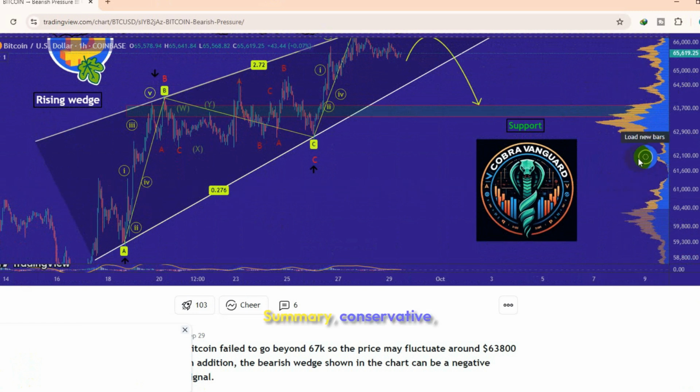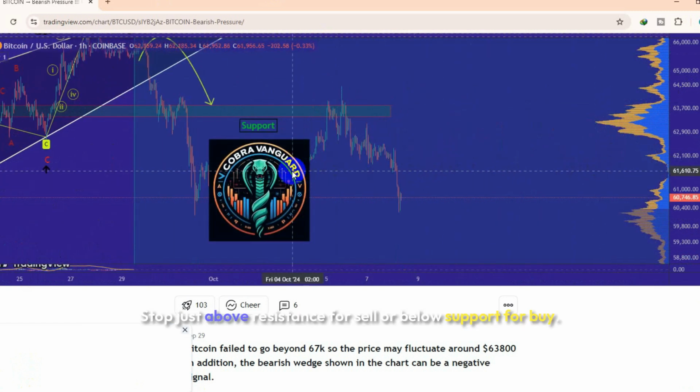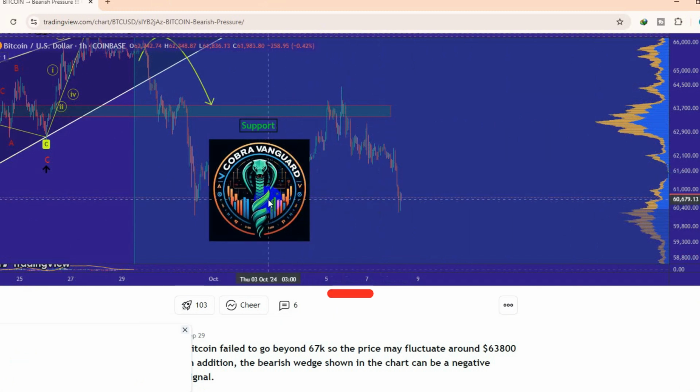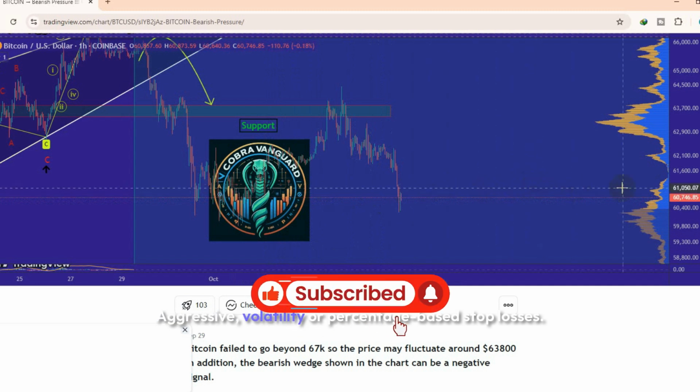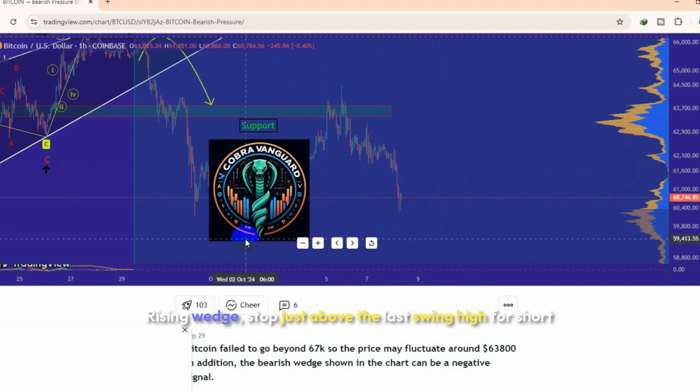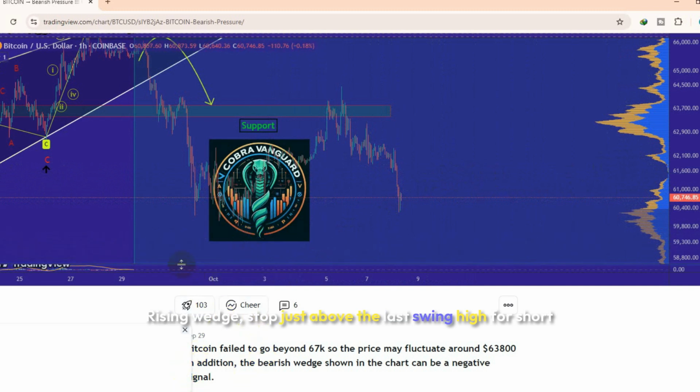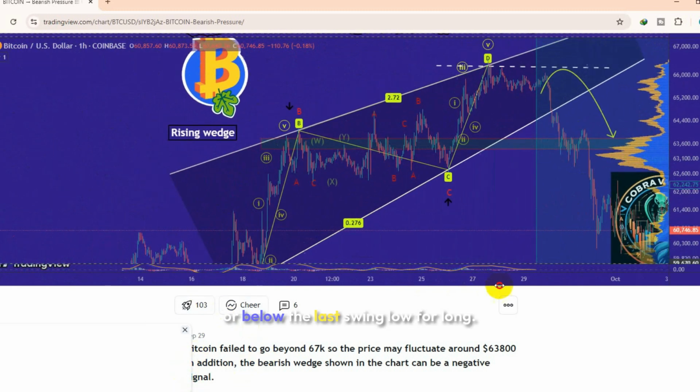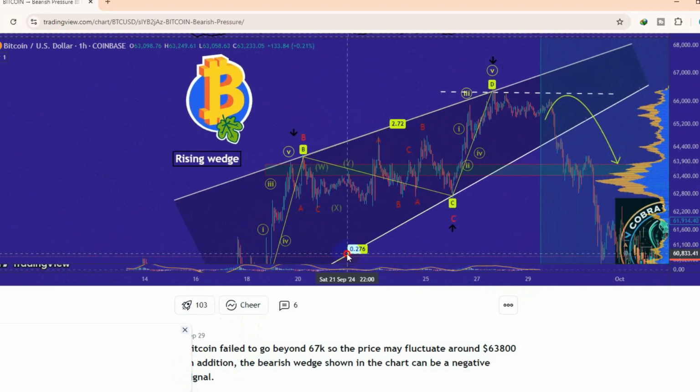Summary. Conservative. Stop just above resistance for sell or below support for buy. Aggressive. Volatility or percentage-based stop losses. Rising wedge. Stop just above the last swing high for short or below the last swing low for long.